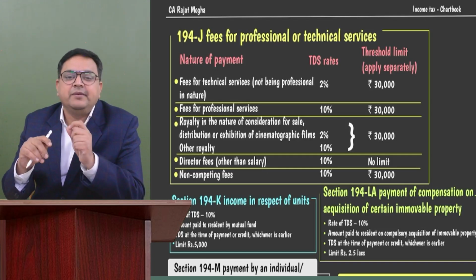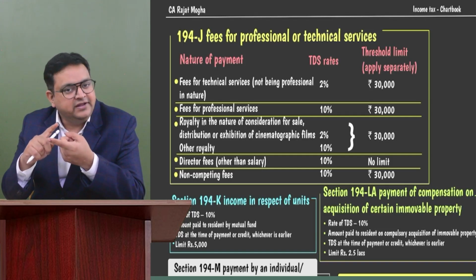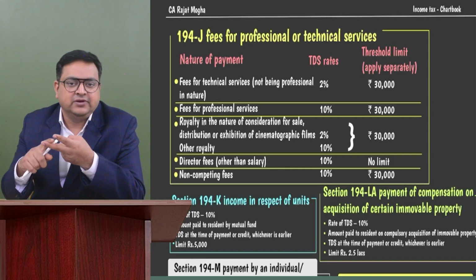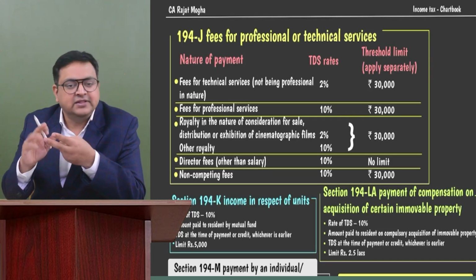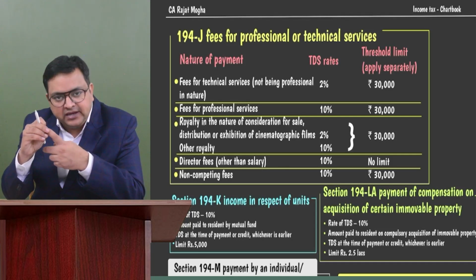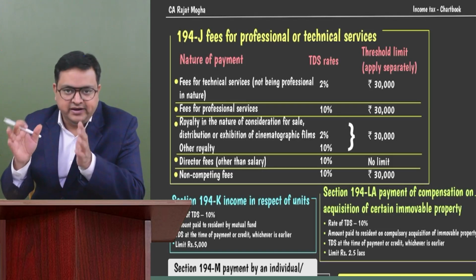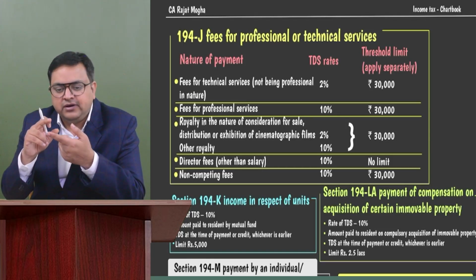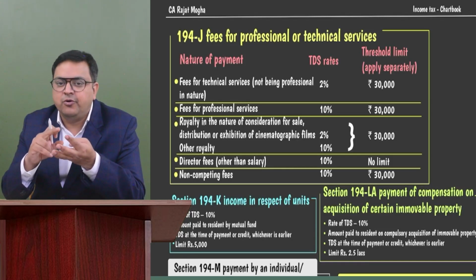Second, the threshold limit is 30,000 for each service. For technical services, 30,000. For professional services, separately 30,000. Let's say if you are paying someone 20,000 for technical and 20,000 for professional, then 194J would not be applicable. So you cannot add between technical and professional. They should be separate. So for all technical, aggregate them. If it is more than 30,000, then TDS would be applicable. So for technical services, 30,000, professional 30,000, royalty 30,000, non-competing 30,000.